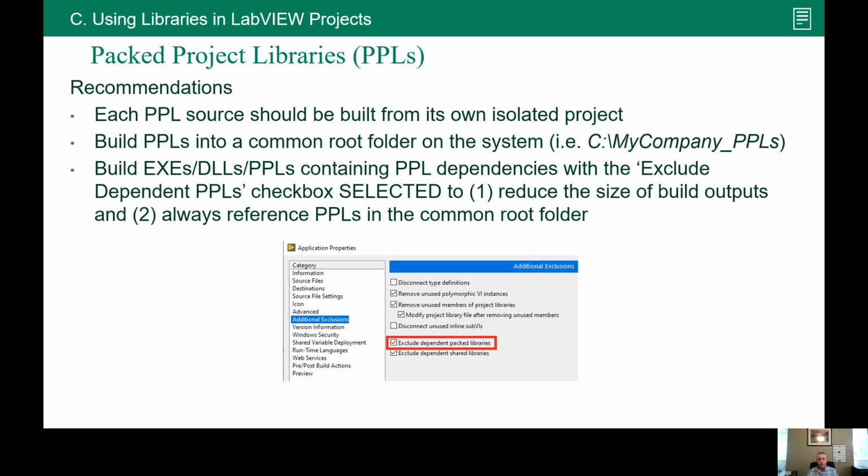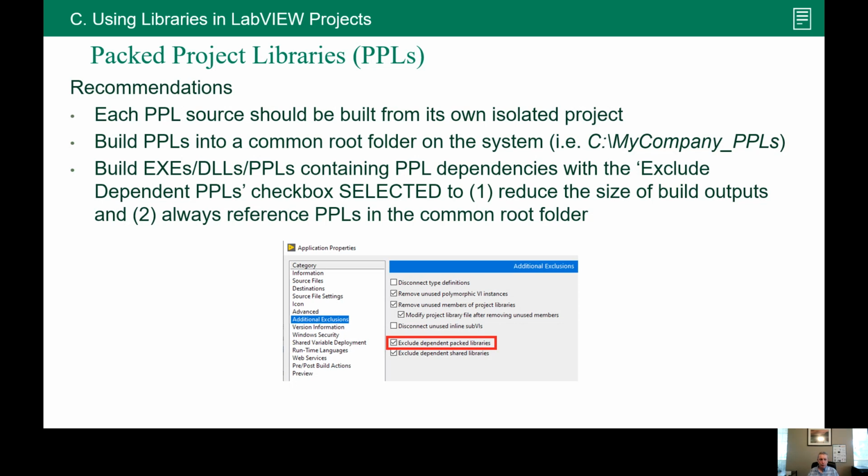You should have a single project per library that is built into a PPL. When you build those PPLs, build them into a common root folder on the system. Ideally, all of your code is going to run from C drive, because when you have code running on different drives, you run into some issues with absolute paths. Ideally, your code's going to run on C drive, and your PPLs are all going to be stuck in a single root folder. You can see I have my company PPLs. Just stick all your PPLs there.